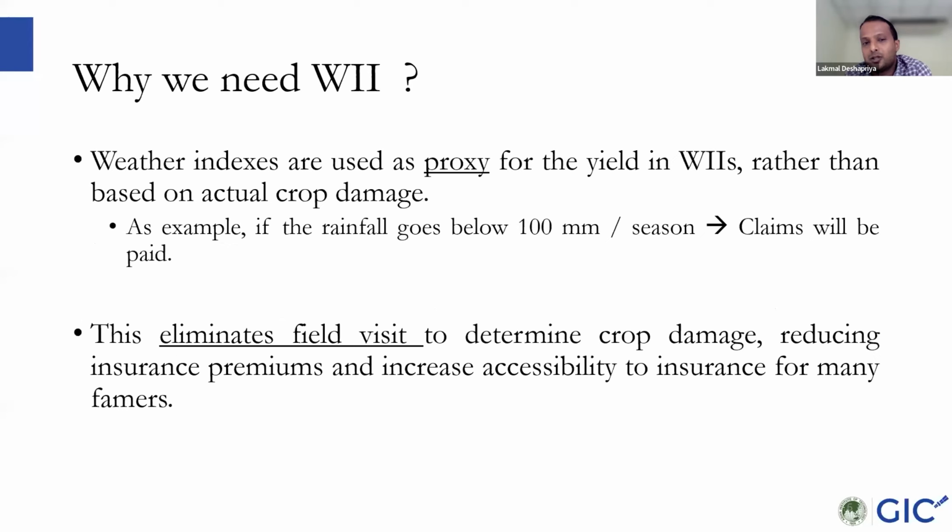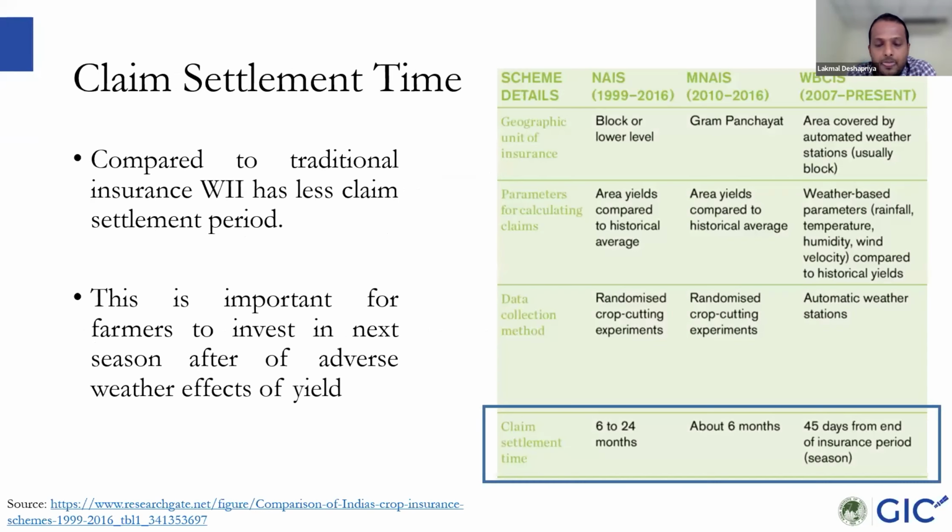So to overcome this issue, weather index insurance schemes provide some sort of alternative. So they use weather index or weather data as a proxy to estimate the damage in the field. So this eliminates field visits, and they can estimate the yield from the weather data. And then based on that estimated damage, farmers get paid. So this eliminates the field visit cost, and it leads to a reduction of premium. Then insurance will be more affordable for farmers. So that's the whole idea of weather index insurance.